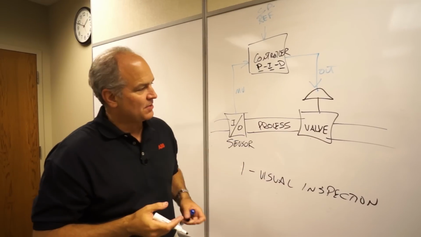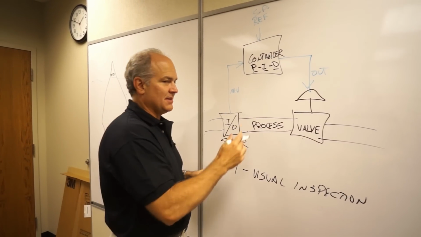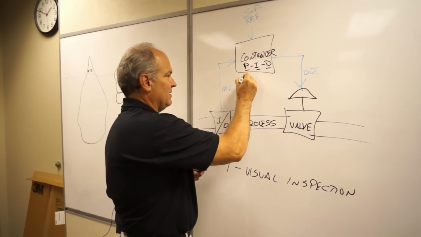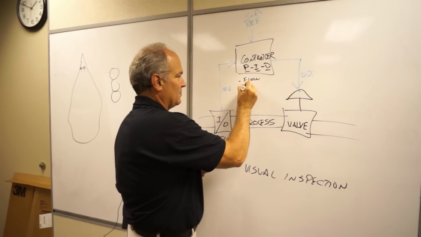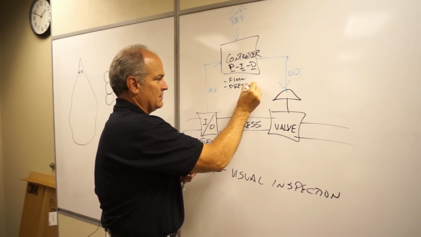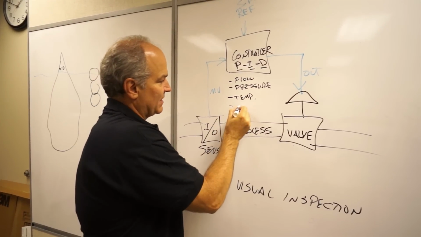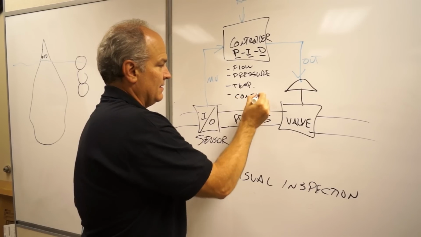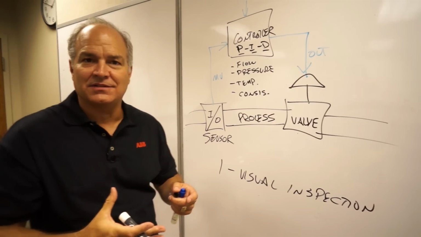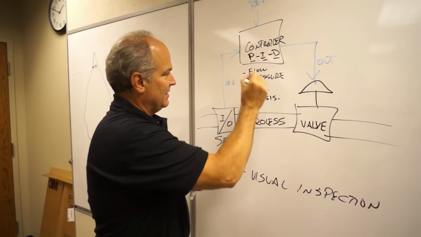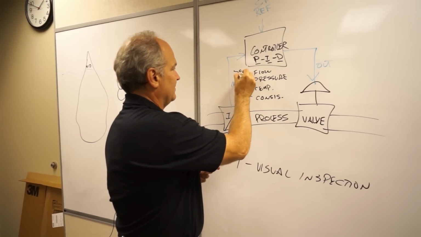Now, the class of process that we're talking about, there are several different things. We could talk about flow, pressure, temperature, consistency. These types of processes are what we refer to as self-regulating.